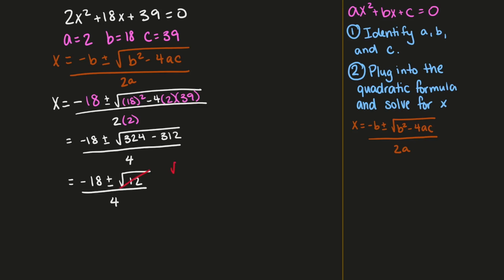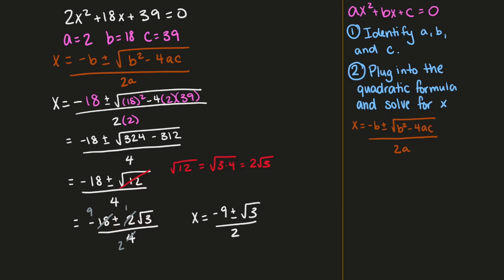The square root of 12 can be rewritten as 2 times the square root of 3, because the square root of 12 is equal to the square root of 3 times 4, or 2 times the square root of 3 when you pull out that 4. So this means we get negative 18 plus or minus 2 square root 3 over 4. And we can simplify this because all of these are a factor of 2, so we can factor out a 2 from everything. We'll have negative 9, 1, and 2, which means x is equal to negative 9 plus or minus the square root of 3 over 2. And that's our final answer.